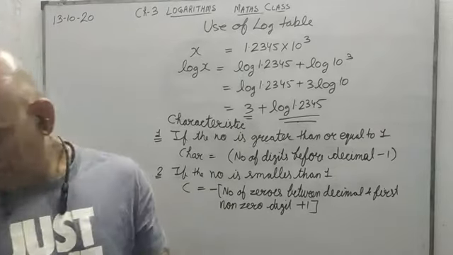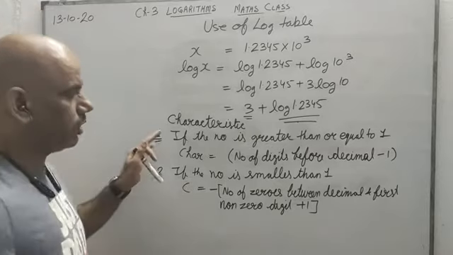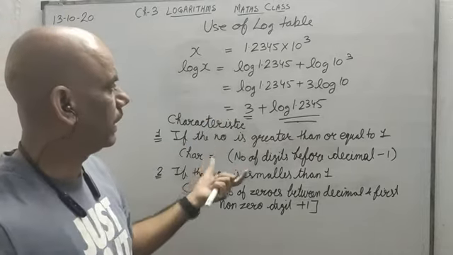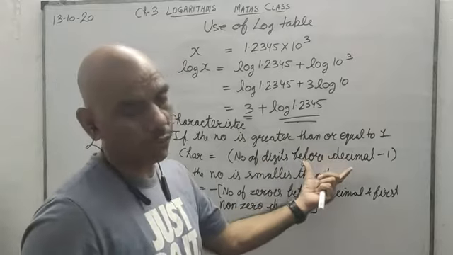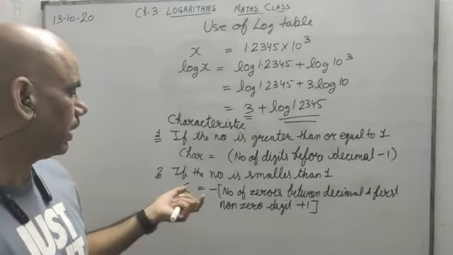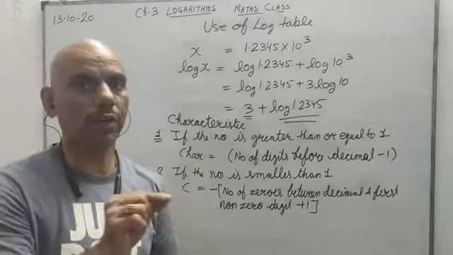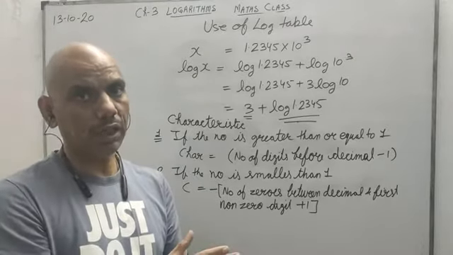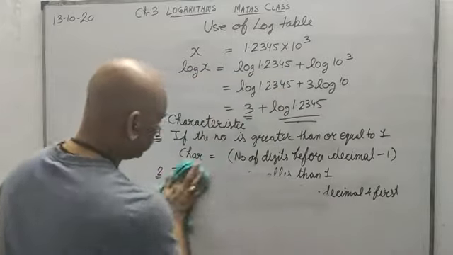Let's have a few examples to see how we will calculate the characteristic. I'm very sure it is clear how to calculate the characteristic. If the number is greater than or equal to 1, simply subtract 1 from the count of digits before the decimal. That will be the characteristic. And if it is smaller than 1, then you will simply calculate the number of zeros between the decimal and the first non-zero digit, and that will be added with 1.